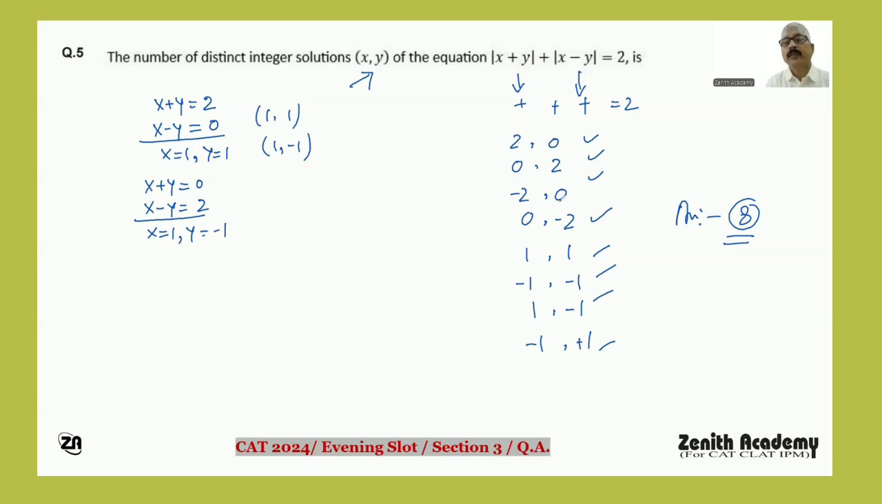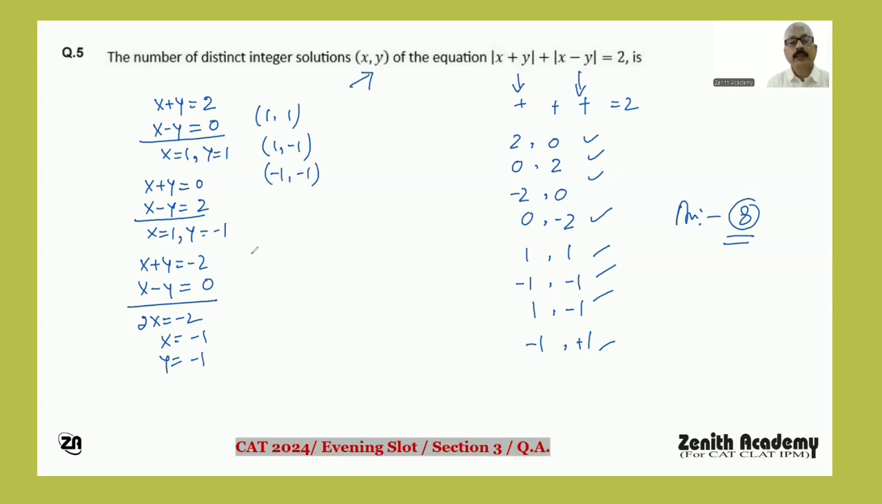If I take minus 2 and 0, x plus y is equal to minus 2, x minus y is equal to 0. Then solve it. 2x is equal to minus 1, minus 2, then x is equal to minus 1. Then y is also minus 1. Correct? It means minus 1, minus 1.